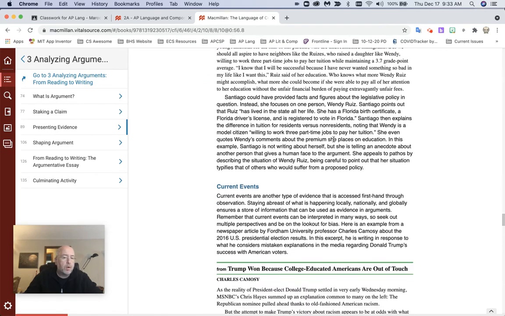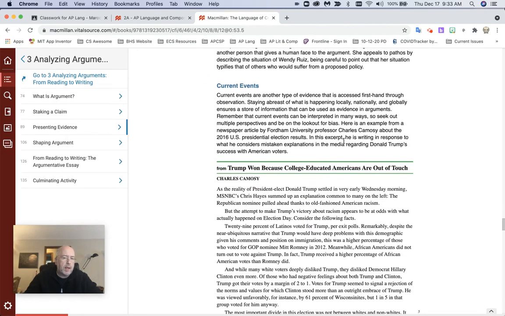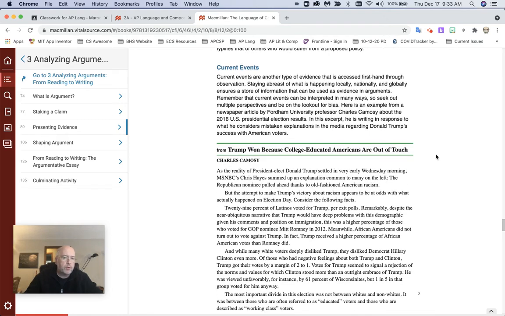Here's another one: current events. And this was around 2016. It was right after Trump was elected, and there was a huge body of work that happened in the media where people talked about it being a whitelash, and Chris Hayes, I remember him saying that right after Trump was elected, this was a whitelash, and this person, Charles Camosy, saying, I don't agree. In fact, he used some current events pieces to say that Trump won because college educated Americans are out of touch.